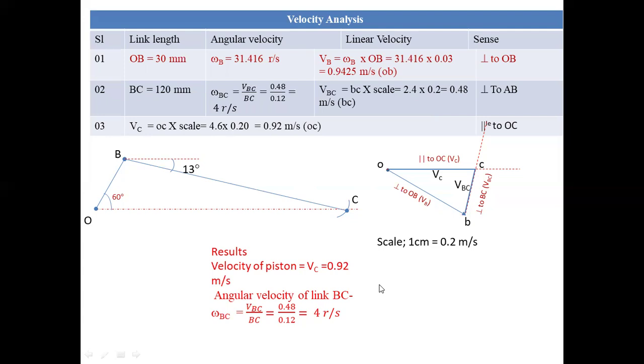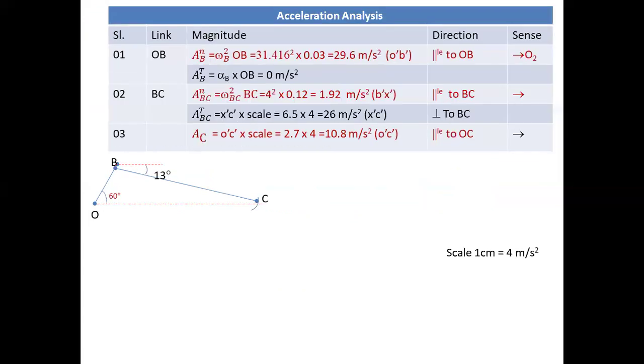Then the next part, we have to draw the acceleration diagram. Again, we have discussed that we have normal acceleration and tangential acceleration. Normal acceleration is always parallel to the link, towards the origin. Tangential acceleration is perpendicular to the link. Now to plot that part, again we have to take the link, then we can calculate the normal acceleration value, then we can define the direction.